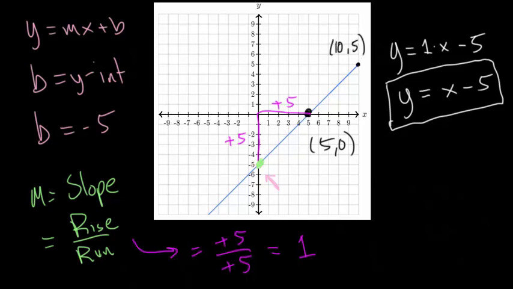So let's test that. We're going to plug in 10 wherever we see an x. So when we do that, we get y is equal to 10 minus 5. And if this equation is correct, then we should get a y value of 5, which you can see that we do, since 10 minus 5 is just 5. And essentially, these tests just allow us to feel super confident that this equation is actually correct.